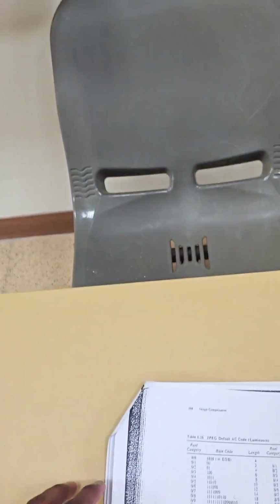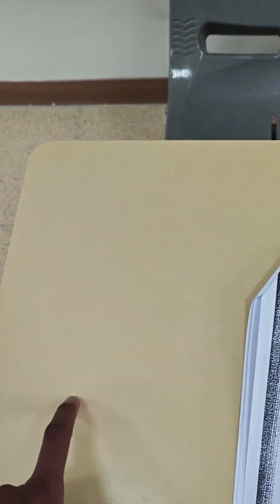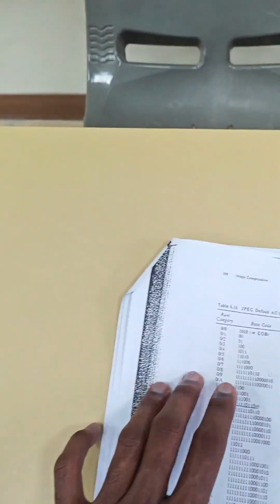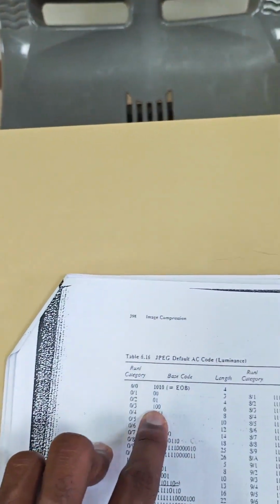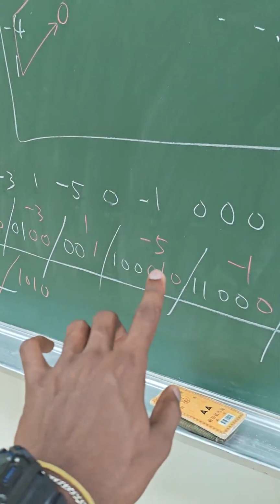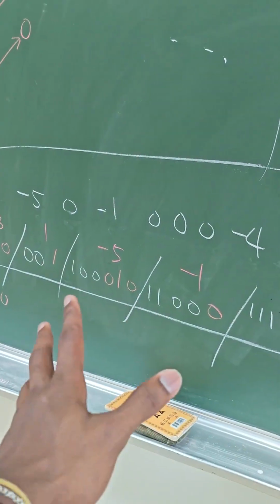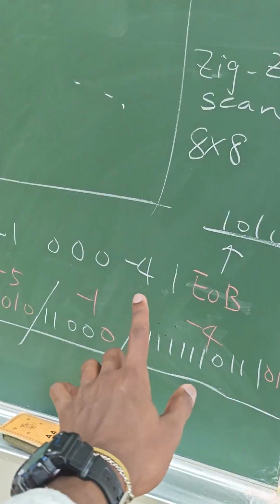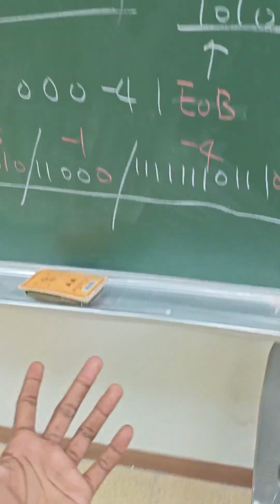Minus 5 is 1, 1, 2, 4. 1 on 4 is 5, so that's 1, 0, 1. Flip it, 0, 1, 0, right? So that's why you have 0, 1, 0, and our base code was 0, 3, 1, 0, 0. So that's why you have 1, 0, 0, 0, 1, 0. Boom. Lovely stuff.